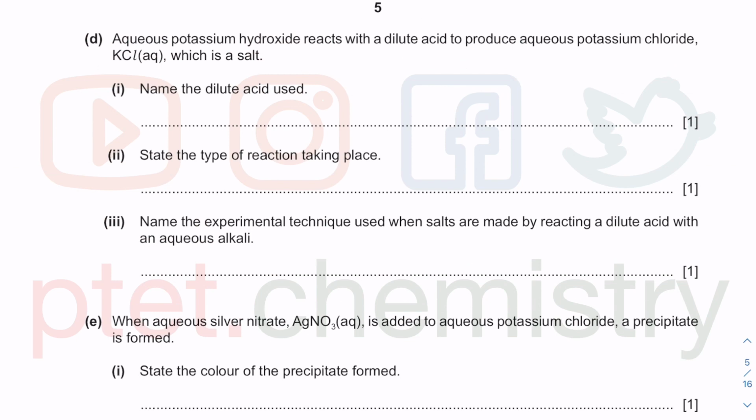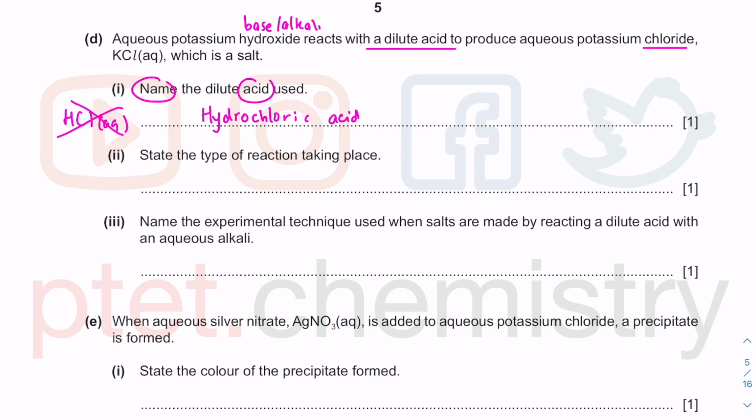Part D, so this is a reaction with dilute acid with this base, or with this soluble base called an alkali. Name the acid used. So you produce potassium chloride, so the acid you use will be hydrochloric acid. So not the formula. If you give HCl aqueous, that is wrong because they want the name of the acid.